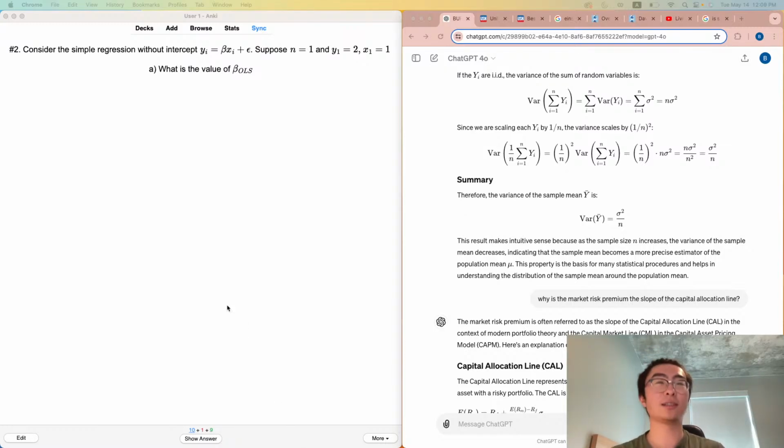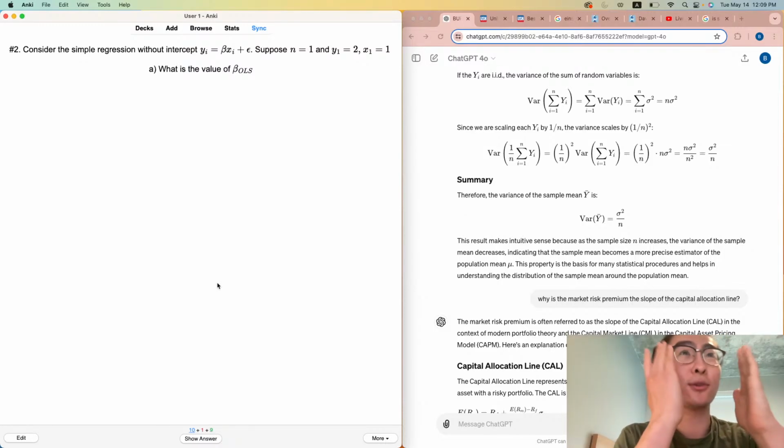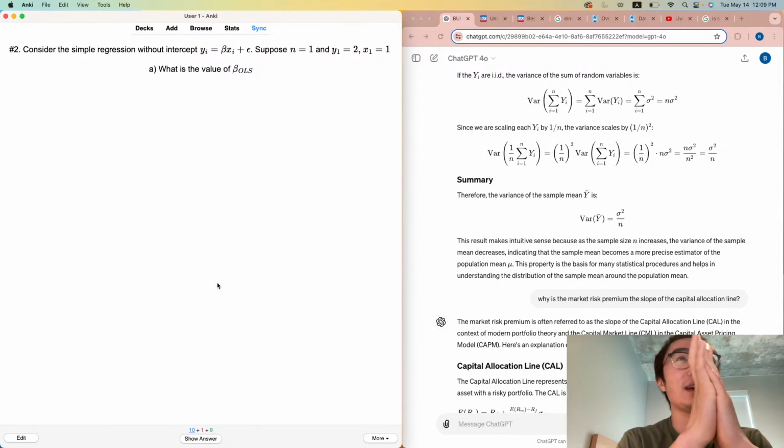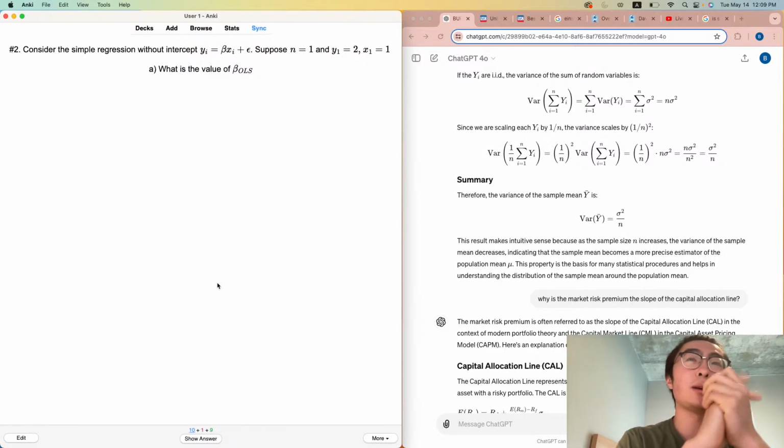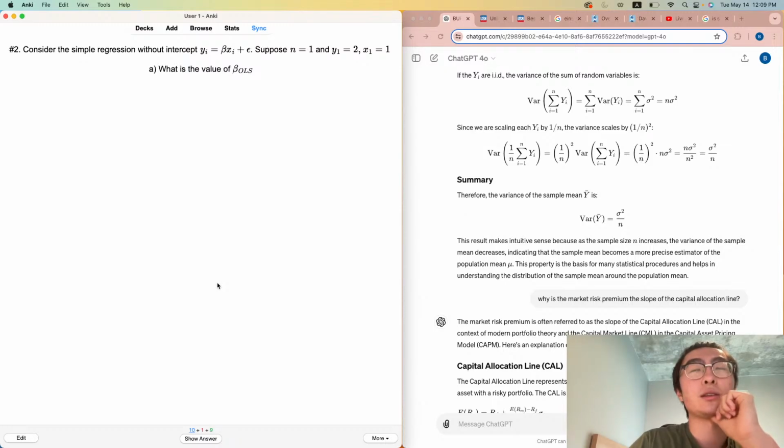Alright, so with that being said, simple regression without intercept: y_i is equal to beta x_i plus epsilon. Suppose n is equal to 1, y1 is equal to 2, and x1 is equal to 1. What is the value of beta OLS? I think in this case, beta OLS is going to minimize the sum of squared residuals. It should be pretty simple: y1 is 2, x1 is 1, and we only have one observation. So it'll just be 2. 2 times 1 is 2, and that is exactly equal to 2.